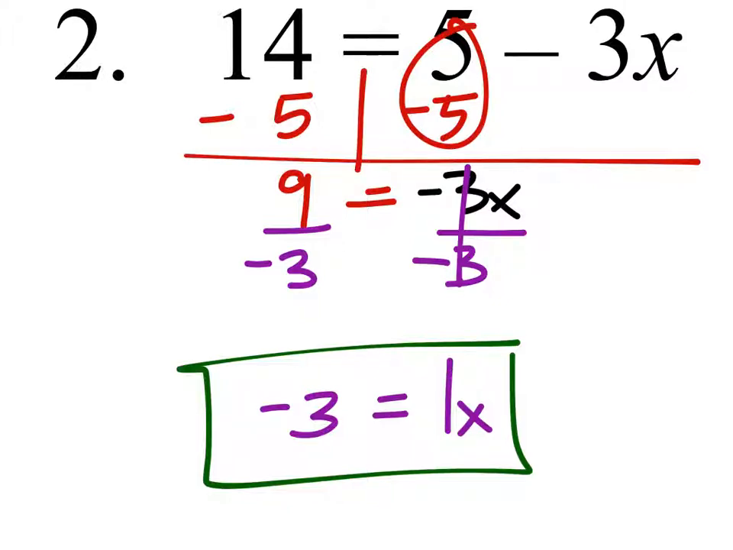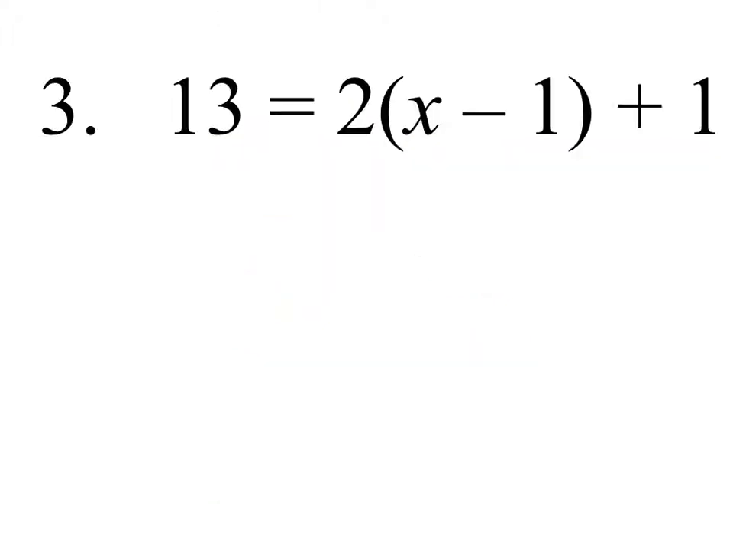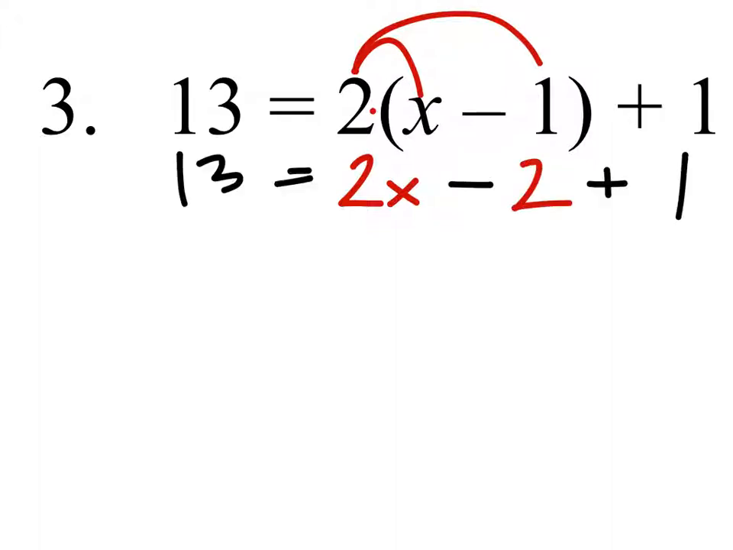Let's look at this one up in here. So to solve these, we have distribution, which we will do. So this is 2 times x, because it's multiplication between those. 2 times x is 2x. And then we still have the minus 2 times 1 is 2. The rest of this stuff stays the same.